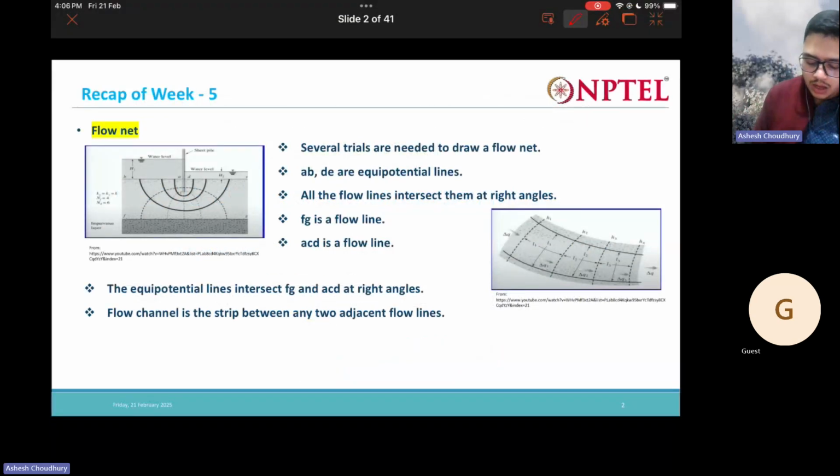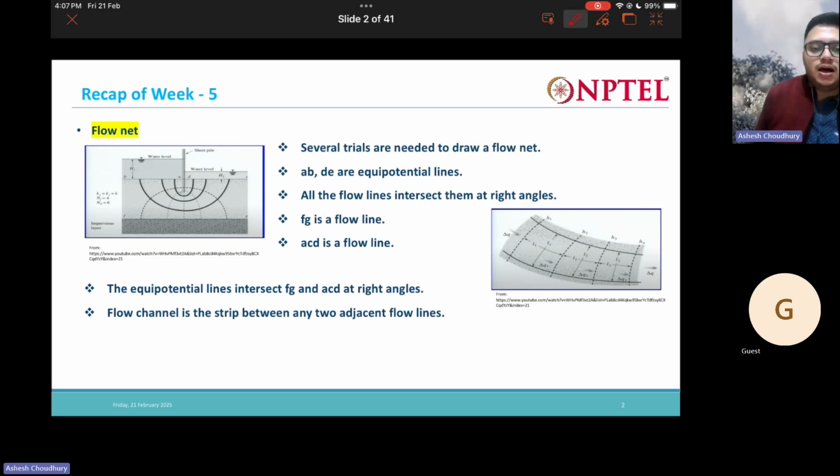We also discussed this in the previous class, so we'll continue with that. So what are flow nets? Flow nets are nothing but the solution of the Laplace equation, right? The flow net consists mainly of the flow lines and the equipotential lines. Both of them together are called the flow net. And these lines, the flow lines and the equipotential lines, are always orthogonal to each other, that is, they are perpendicular to each other.